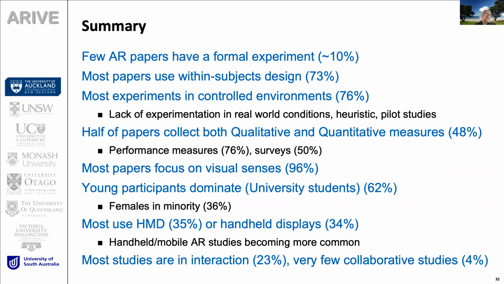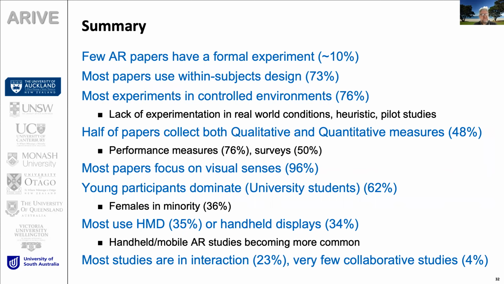So first of all, most papers use within subject design. Most experiments occur in a controlled environment. Only around half of the papers report using both qualitative and quantitative measures. And as I showed with my old experiments, one of the things I learned pretty early on is it's really important to have both qualitative and quantitative measures. But by far the largest number of AR studies are using performance measures.